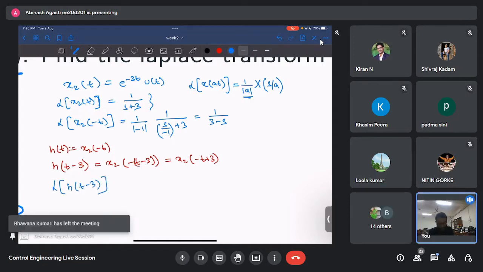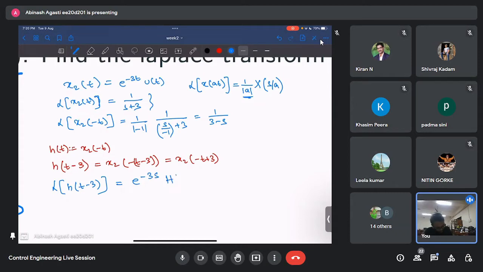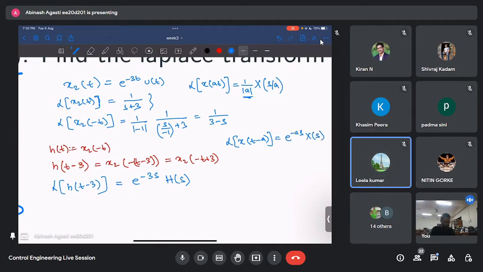Now, this is just again time shifting, and we know this is e to the power minus 3s into h of s. Where h of s is how you are defining. Is this a formula or how is it? Time shifting, e to the power minus 3s formula. I'll write it. It is x of t minus 3. Because I am doing this after a long time. Yeah, this is the formula. So, e to the power minus 3s into h of s.